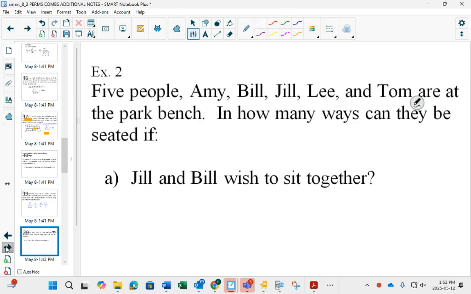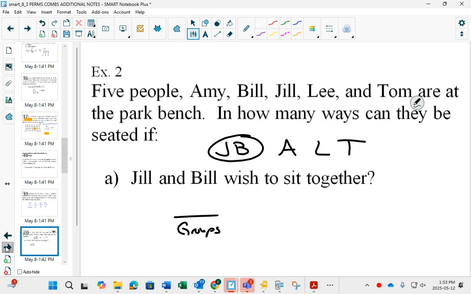Well, we have first to decide how many groups there are. And we have to be careful here, because a lot of people will say there's 2 groups. There's Jill and Bill, that's one group. But Amy, Lee, and Tom, do they have to be together? No. You just want Jill and Bill to be together. Jill and Bill could be together in the middle, right? Amy, Lee, and Tom could be on the outside, right? So when we're thinking about groups here, we're going to have 4 groups.